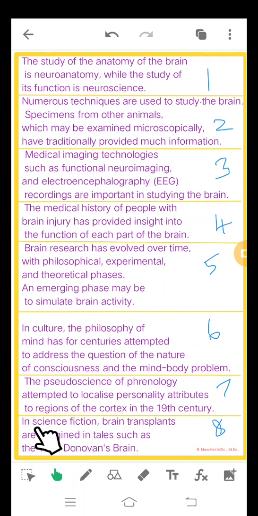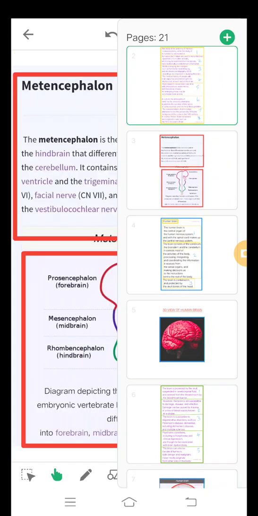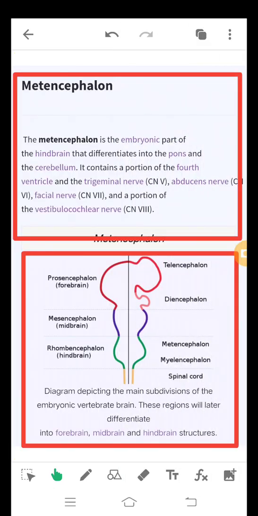Then, in science fiction, brain transplants are imagined in tales such as the 1942 Donovan's Brain.